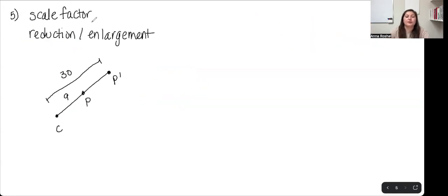Okay. So again, we're looking for the scale factor and we're looking to see if it's a reduction or an enlargement. So one thing that I absolutely need to know is that this is my original piece. CP is 9 and CP prime, sorry, is 30. So I'm going from small to big, and that's going to be an enlargement.